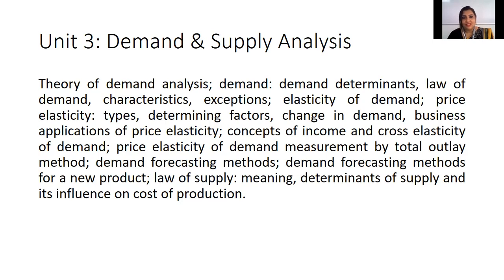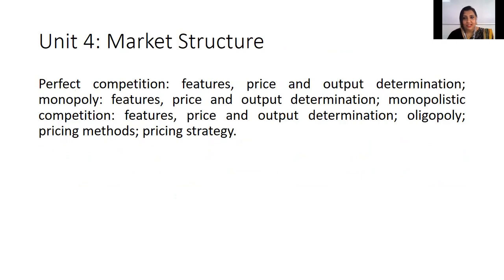Then we are going to discuss the demand forecasting methods also in Unit 3, which includes different methods of demand forecasting for existing products as well as new products. The law of supply and its major determinants also will be discussed in your third unit in detail. Your fourth unit deals with market structure, where we will be discussing what is perfect competition, monopoly, monopolistic competition, and oligopoly. And the price and output determination in both short run and long run will be discussed in detail in your fourth unit.